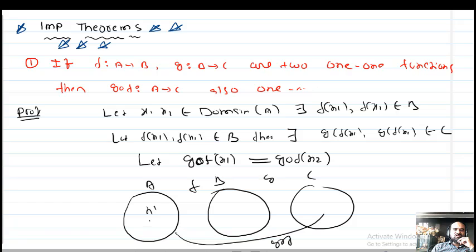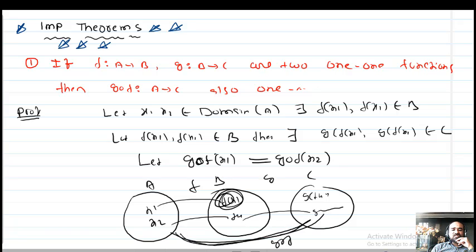Here x1 and x2 are two elements in the domain. Its image is f of x1 only, and this is f of x2 only. So what is the image of these under this new function? It is g of f of x1 only. And what is g of f of x2? g of f of x2 only.